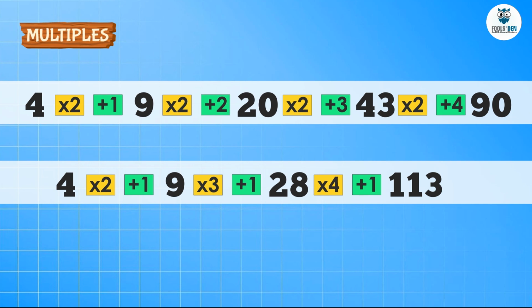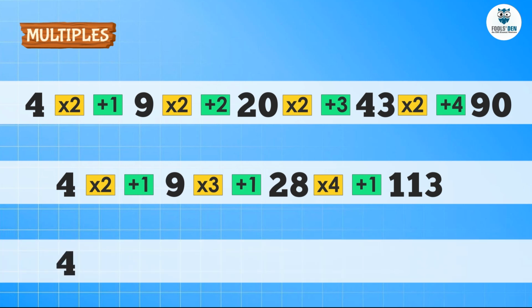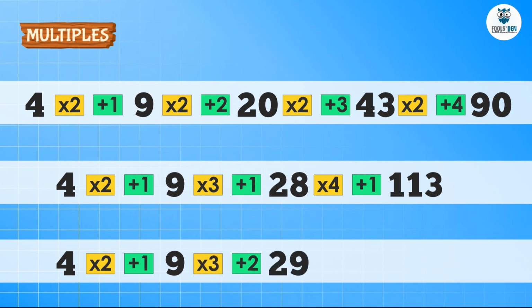Now the last level. When the multiple as well as the number that is getting added, both are changed. The series will look something like this. 4 into 2 plus 1, 9. Into 3 plus 2, 29. Into 4 plus 3, 119. So this could be the last level where the number that is getting multiplied as well as the number that is being added are changed.